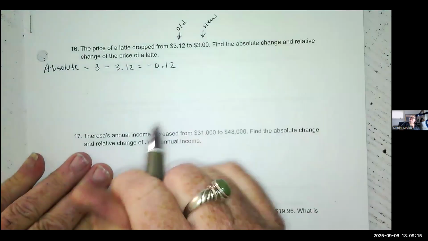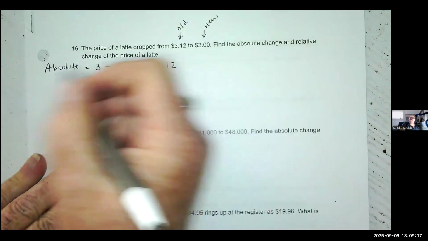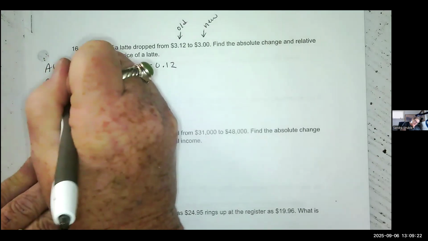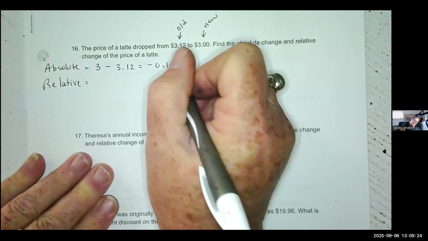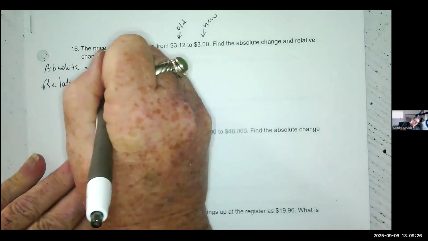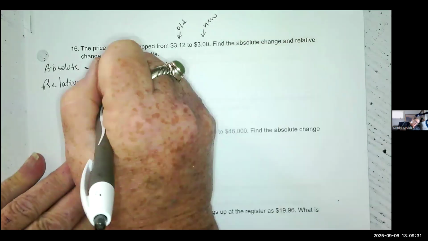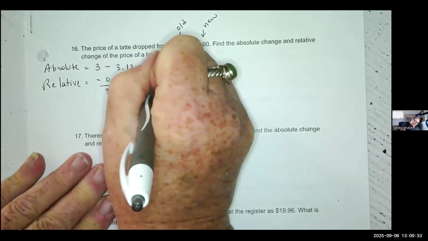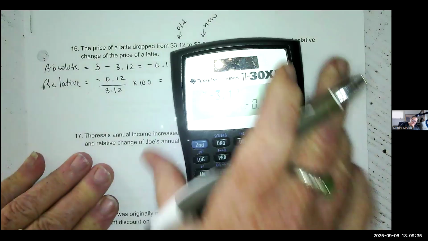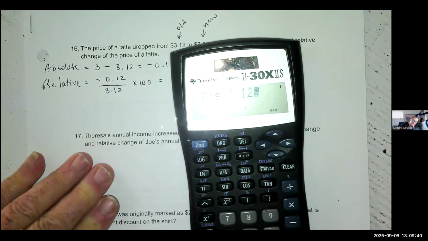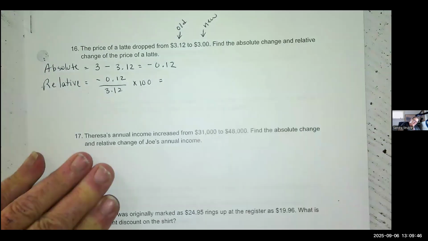Okay, I'll write my sentences at the end. Now, the relative change is the new minus old, which is the absolute, divided by the old, 3.12, times 100 to change that to a percent. I've already got the negative 0.12 in here, divided by 3.12, times 100. Pardon me, y'all. And I got negative 3.8.